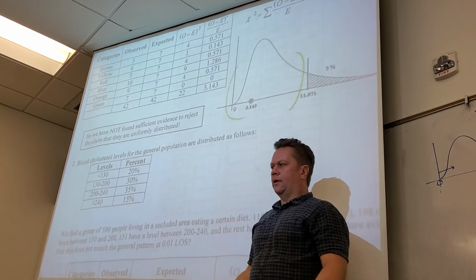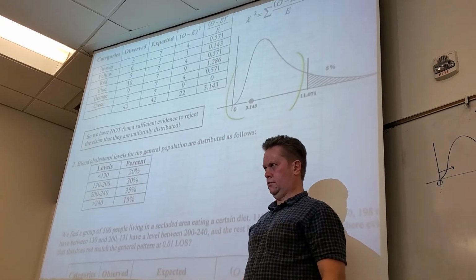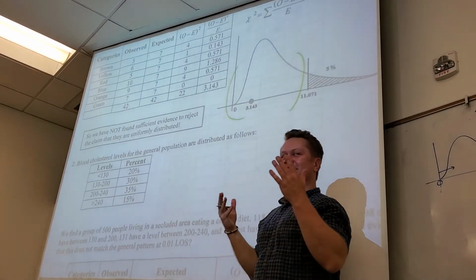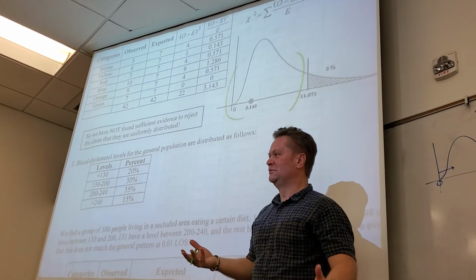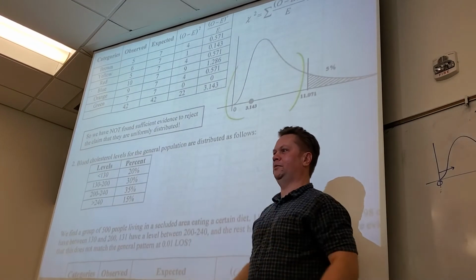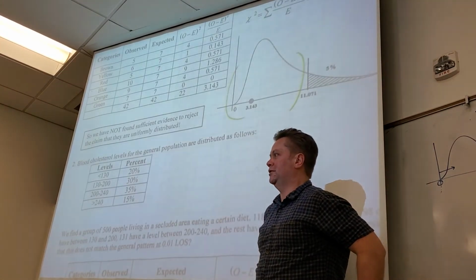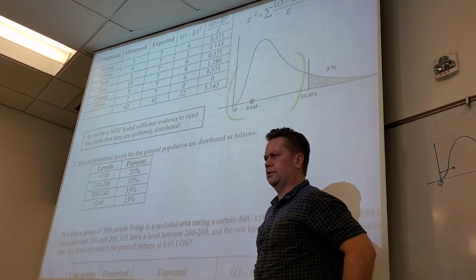And one thing you've got to love about math is that double negatives are fine, right? So give me some English about what I just said. We have not found sufficient evidence to say that they're not uniformly distributed. You guys with me a little bit?